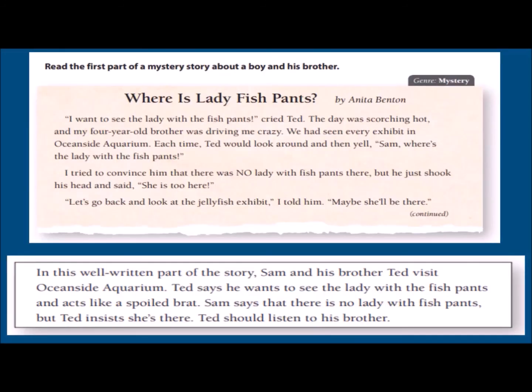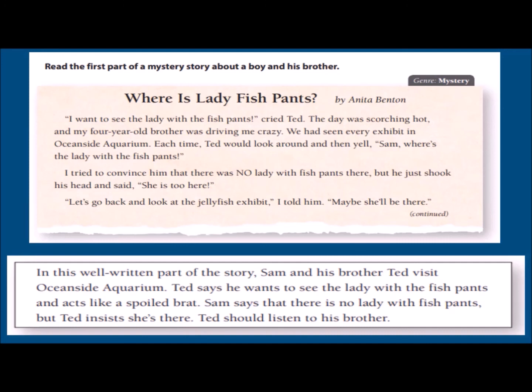Where is Lady Fishpants by Anita Benton? I want to see the lady with the fish pants, cried Ted. The day was scorching hot, and my 4-year-old brother was driving me crazy. We had seen every exhibit in Oceanside Aquarium. Each time Ted would look around and then yell, Sam, where's the lady with the fish pants? I tried to convince him that there was no lady with fish pants there, but he just shook his head and said, she is too here. Let's go back and look at the jellyfish exhibit, I told him.